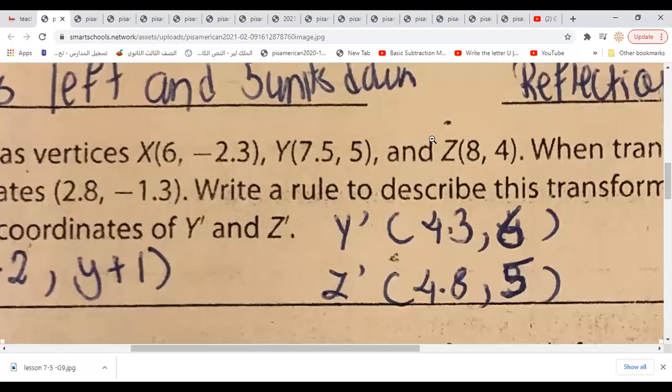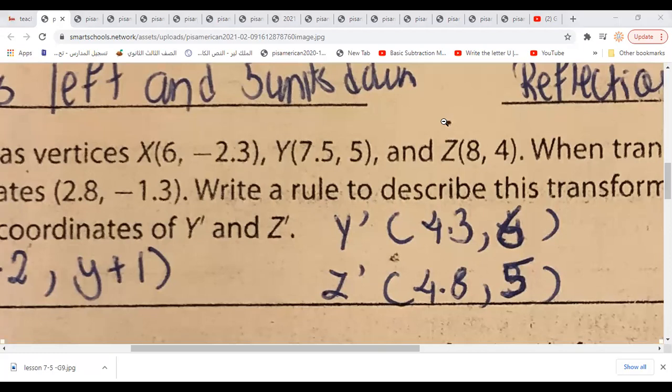On page 301, question number 7: triangle XYZ has vertices X (6, -2.3), Y (7.5, 5) and Z (8, 4). When translated, the X coordinates become (2.8, -1.3). Write the rule to describe this transformation.